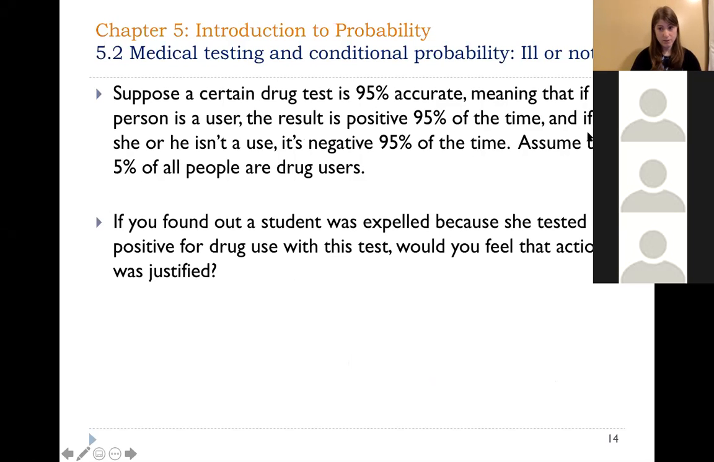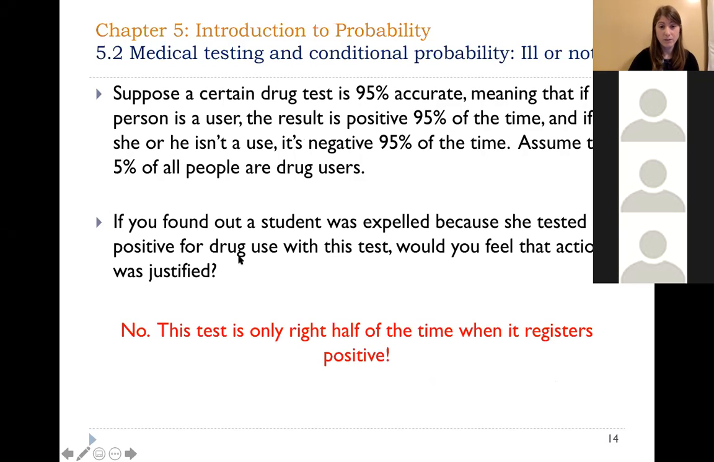This kind of ties in with what we were saying before. Hopefully, most of you would say no. The test is only right half of the time when it reads positive. The other half of the time when it reads positive, it could have been a false positive because of the way our table worked out. In other words, it's not good for making an accusation.